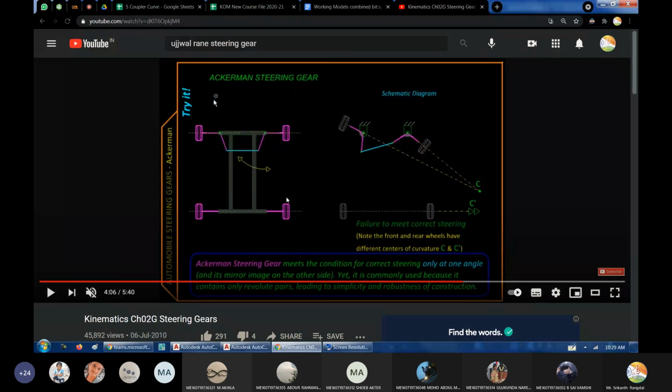These two mechanisms are given in our syllabus. Apart from these there will be a lot of other mechanisms, and different companies may go ahead with different kinds of mechanisms. Hope I have answered your question. Is there any other doubt? No, sir.